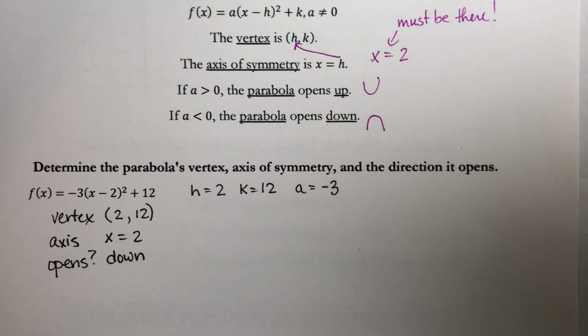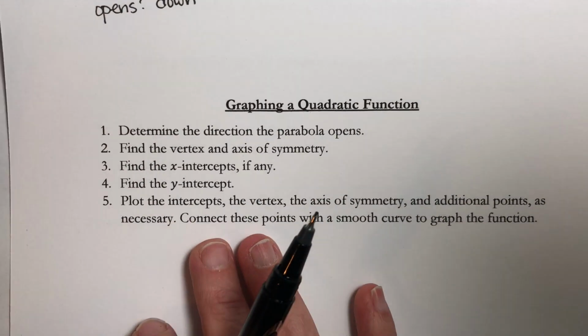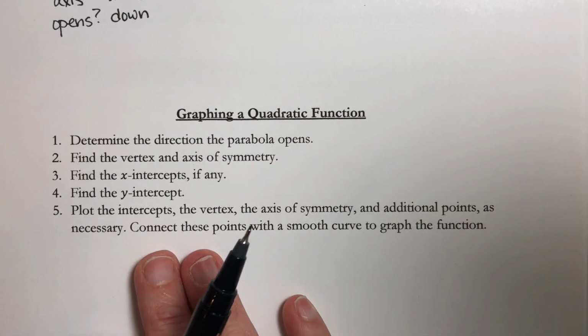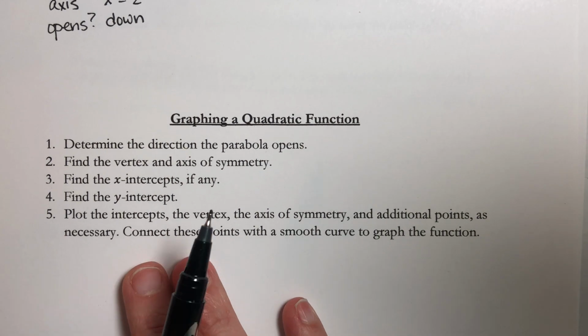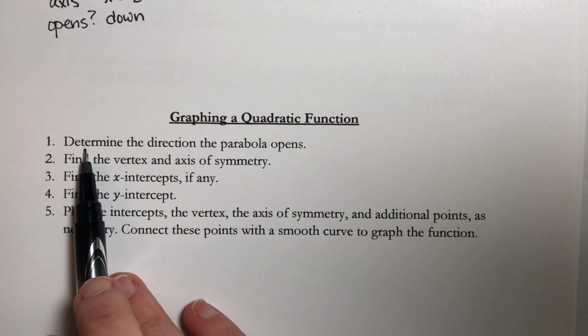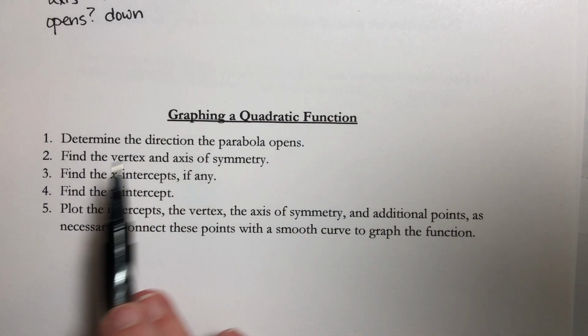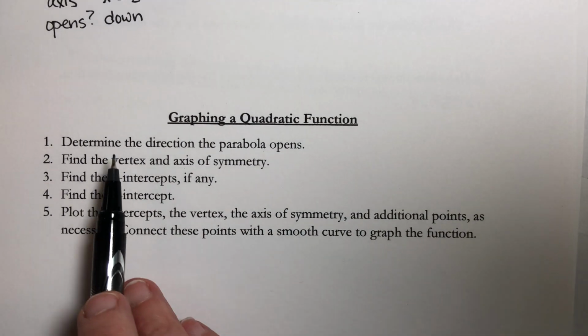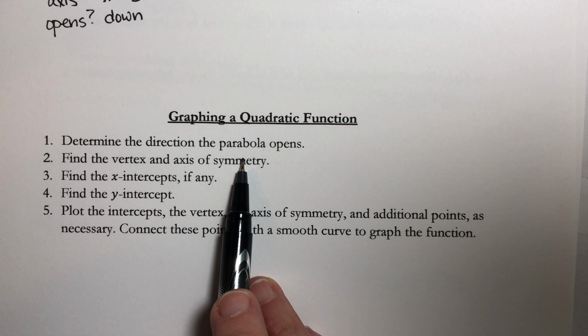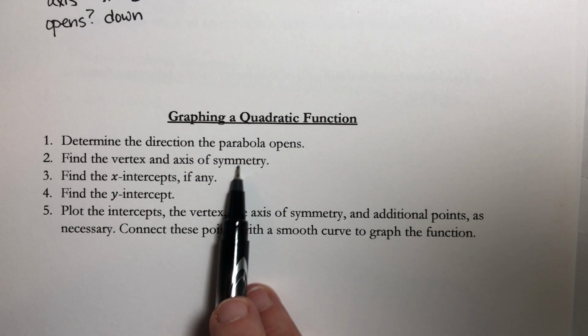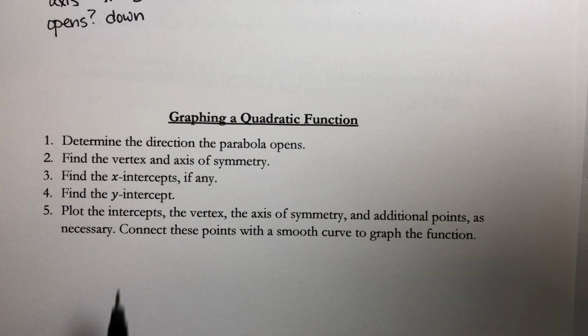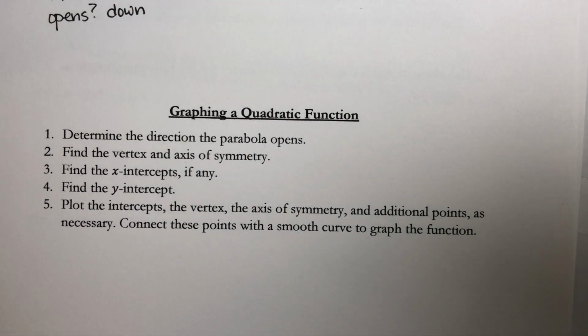Okay, so let's just talk through the whole process of graphing a quadratic. First thing we want to do is determine the direction that the parabola opens. Does it open up? Does it open down? We want to find the vertex and the axis of symmetry because that's going to help us get our graph very quickly. Okay. We're going to find x-intercepts if we have any.